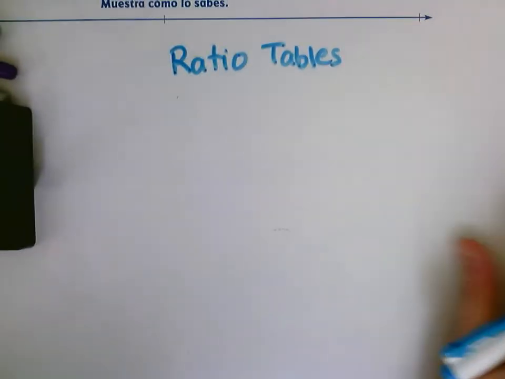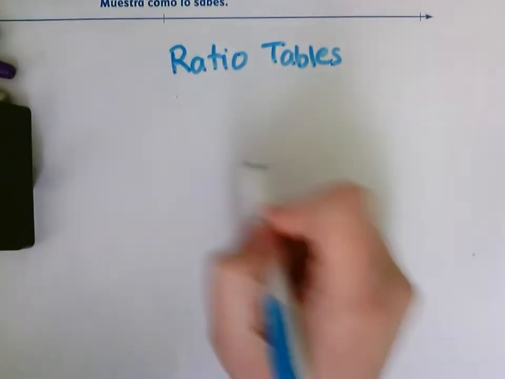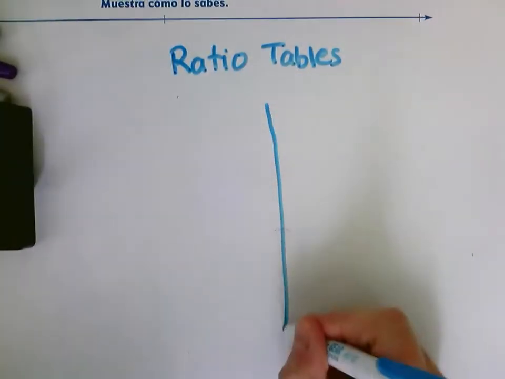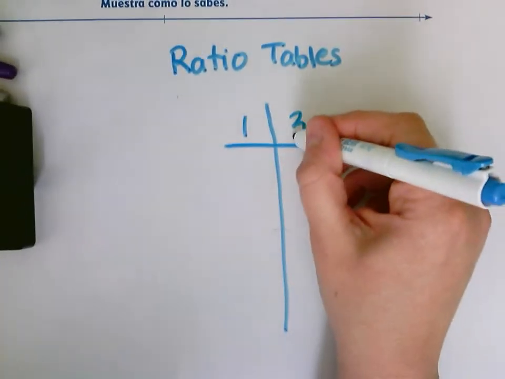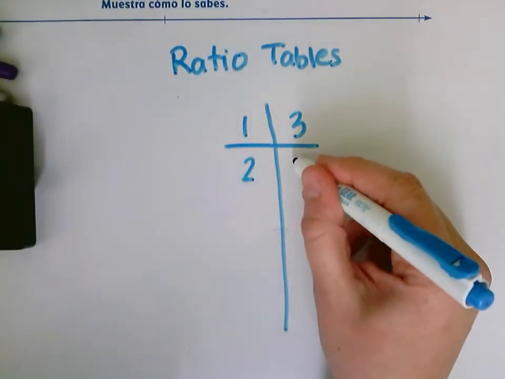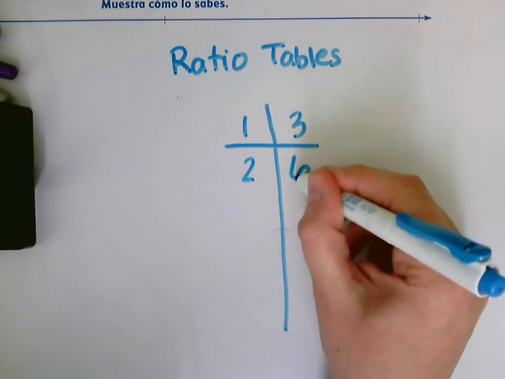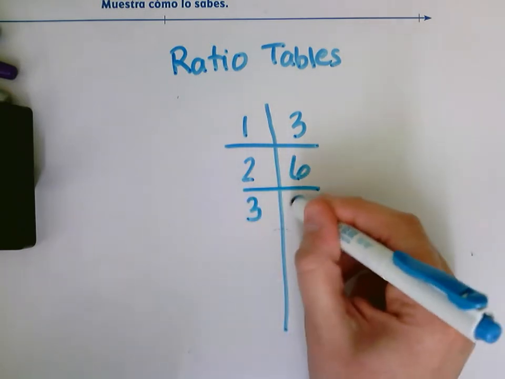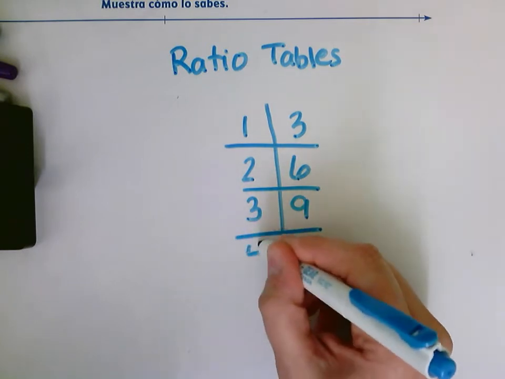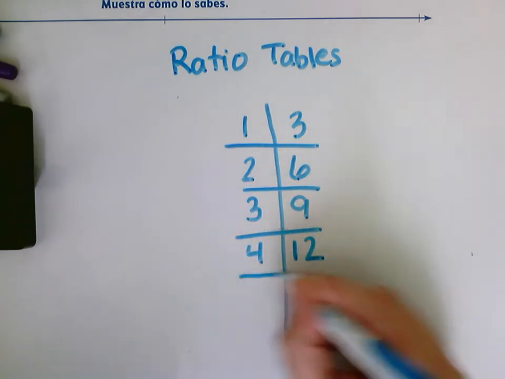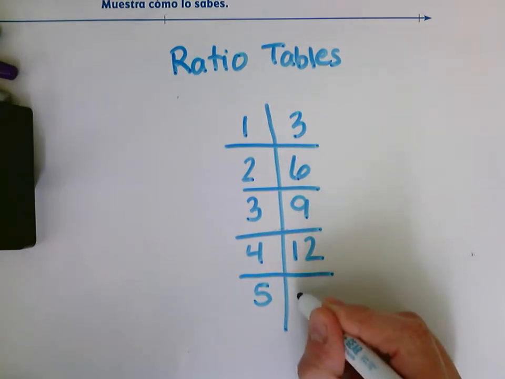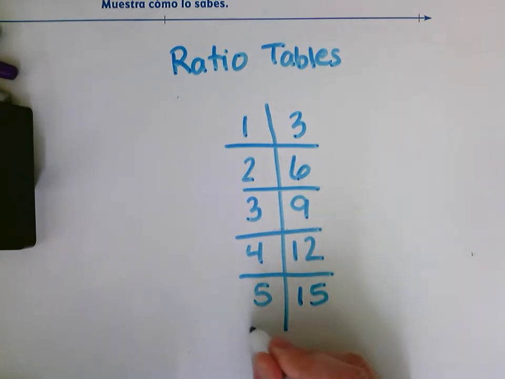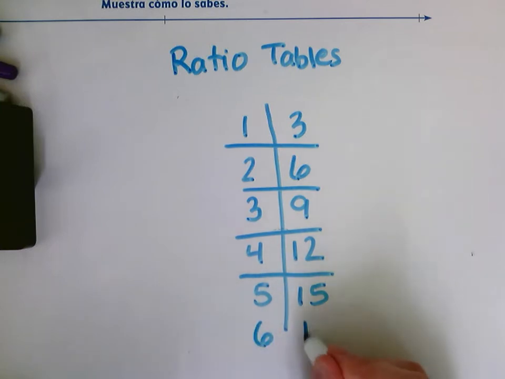So for example, if I was going to make a ratio table for the multiples of 3, I would have 1 on this side. One group of 3 is 3. Two groups of 3 is 6. Three groups of 3 is 9. 4 groups of 3 is 12. How much would 5 groups of 3 be? That's right, 15. 6 groups of 3 would be 18. And we could keep going on and on.